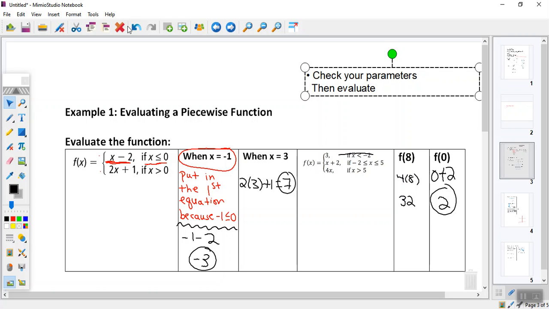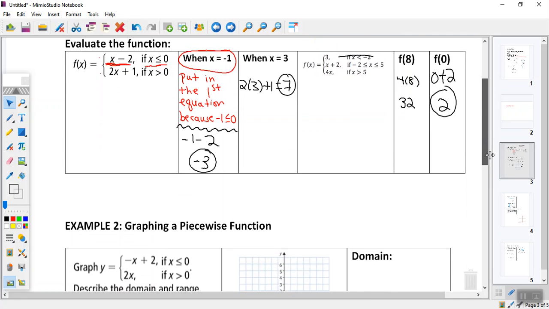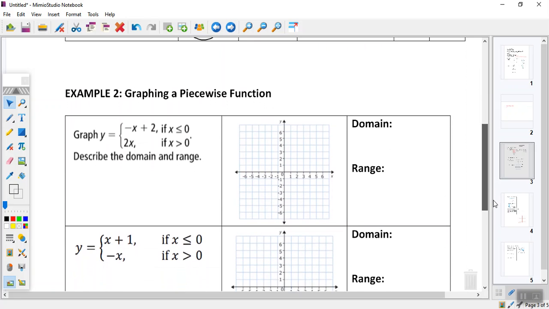I like example 1, evaluating piecewise functions. I like what I see. Okay, that's too easy. Let's make this more difficult. This is where things get pretty important.